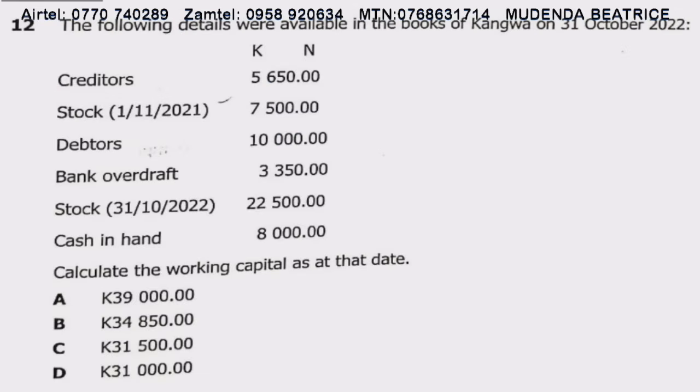Question 12 was as follows. The following details were available in the books of Kangwa on 31st October 2022. Creditors 5,650 kwacha. Opening stock on 1st November 2021 was 7,500 kwacha. Debtors 10,000 kwacha. Bank overdraft 3,350 kwacha. Closing stock on 31st October 2022 was 22,500 kwacha. Cash in hand 8,000 kwacha.